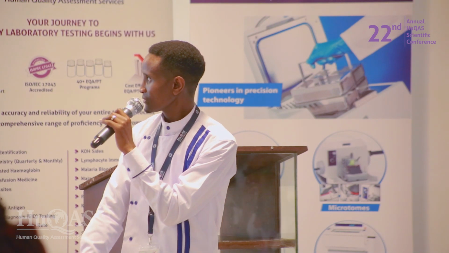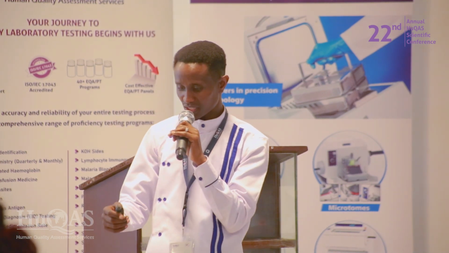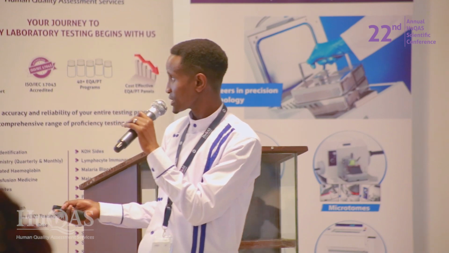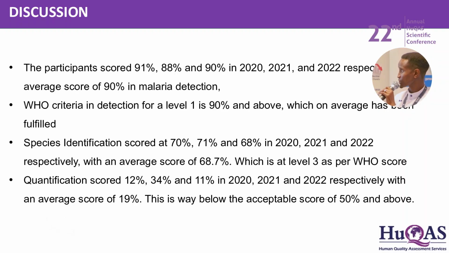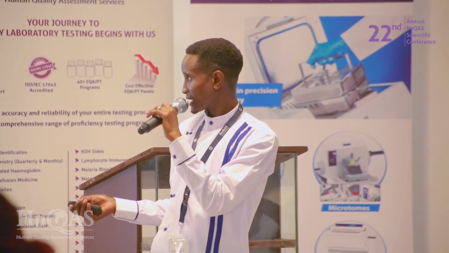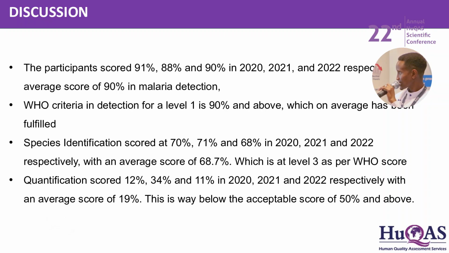Now, this is what we observed. In the first year, which is 2020, the average detection score was 91%, the second was 88% and the third 9%, an average of 90%. The WHO criteria says you are supposed to get 90% to be a level 1. We can see detection is doing very well at a 91% average score. But speciation really gave us a headache, because the average score at the end of the 3 years was 68.7%.